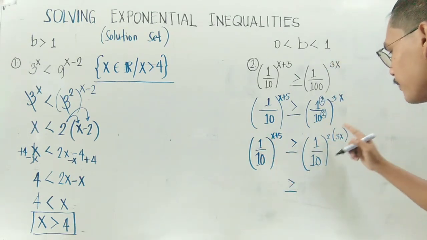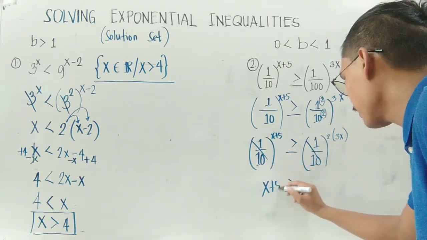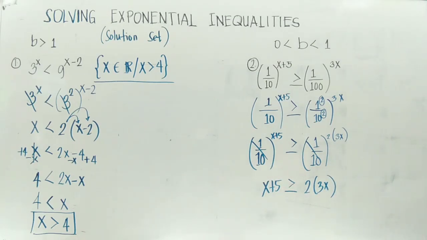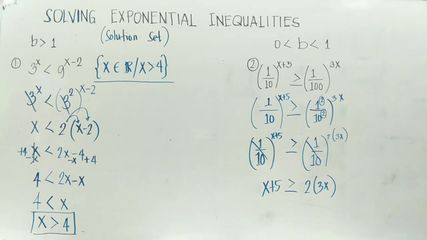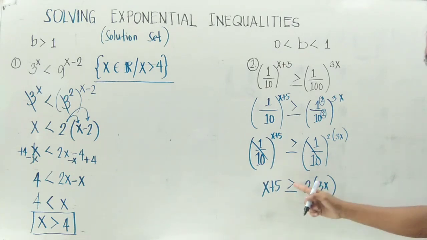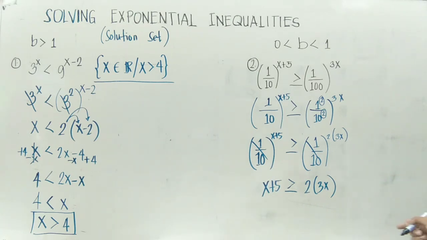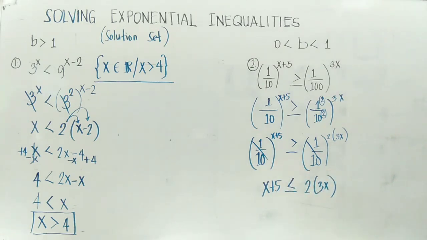Because we have now the same basis, we will disregard the base and copy the exponent. Just like that one. And the property that we have discussed previously will now be used. So look at the sign. So we have x plus 5 is greater than or equal to 2 times 3x. Now we will proceed to this one. The inequality symbol will be reversed.